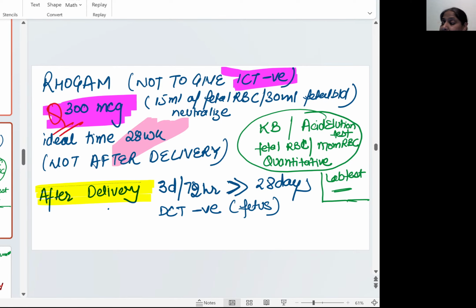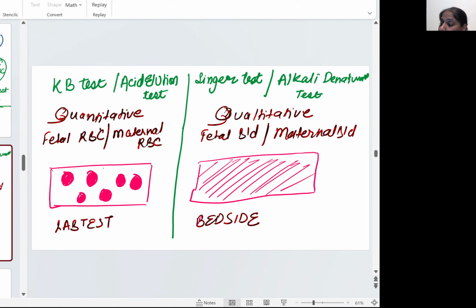Now 300 microgram of Rogam or anti-D neutralizes 15 ml of fetal blood. Right? 300 microgram of anti-D neutralizes 15 ml of fetal RBC. How do we calculate how much blood has crossed or not? For all those who can get confused between these tests, please see here how we calculate.